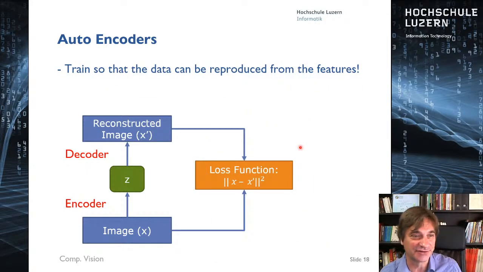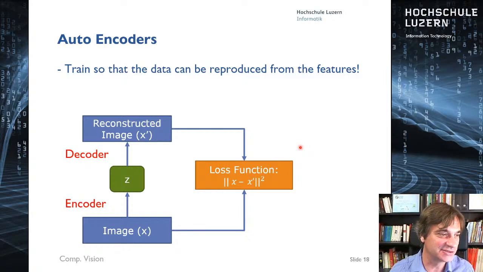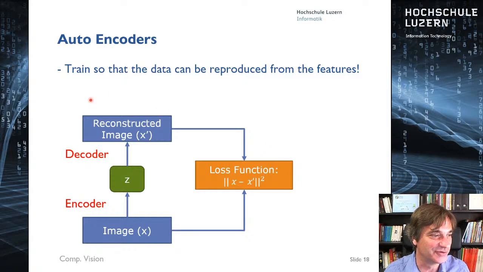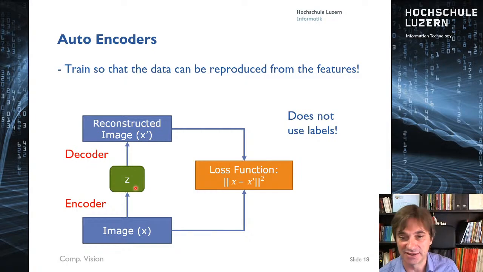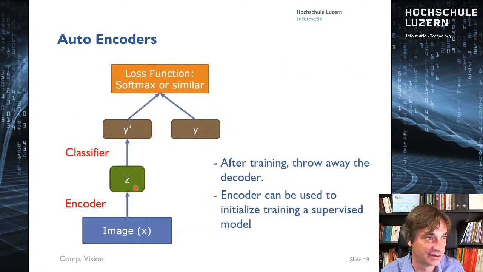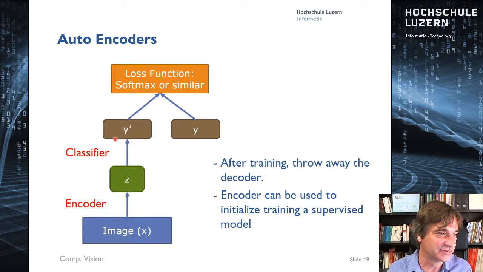Okay, so how do we train that? Well, actually, we can do that quite easily. We want our reconstructed image to be as similar as possible to our original image. So we can just have a loss function, which is the difference between our reconstructed image and our original image. And this we can train. We do not need any labels of the image. We just have to make sure that it has to go through a representation z which has fewer parameters than the image. Okay, so we can learn that.